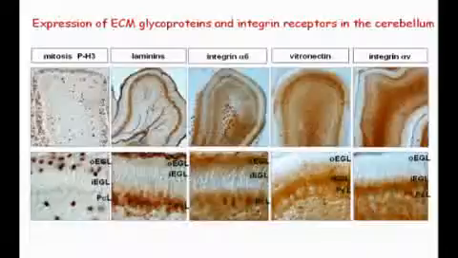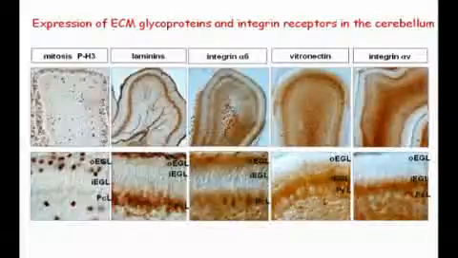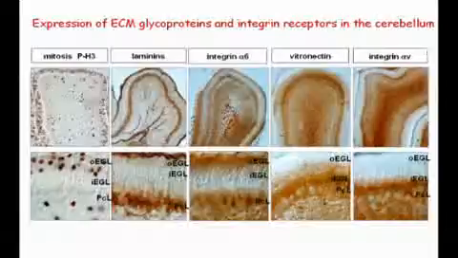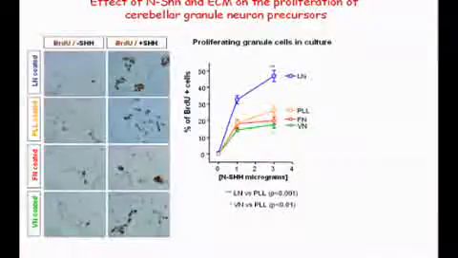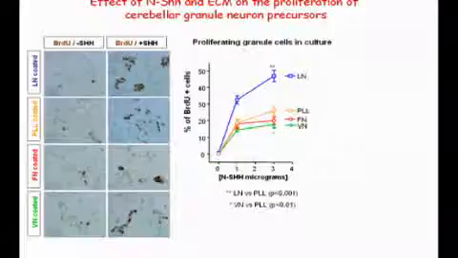This is the receptor for laminin, and this is the main receptor for vitronectin. And they had interesting patterns of expression. And so we move on, and we looked at if they had any effect on proliferation. And yes, they really modulated proliferation.